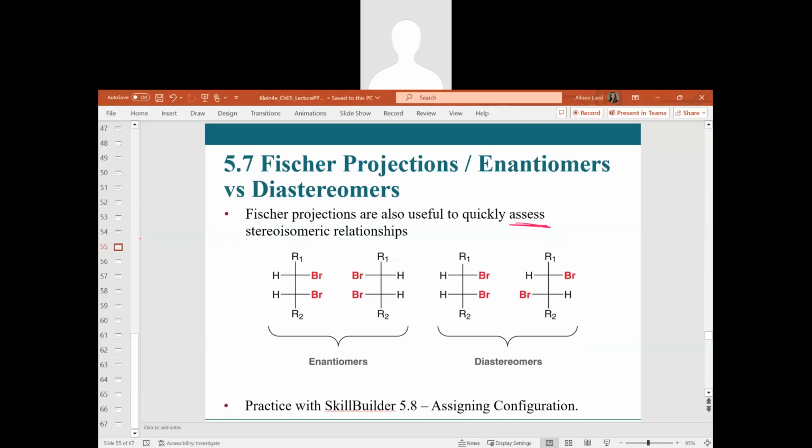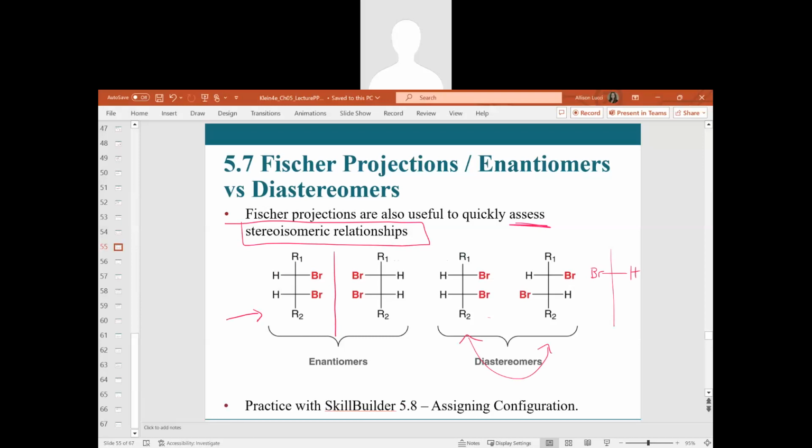I think it's also a little easier to assess whether we have enantiomers or diastereomers, the stereoisomeric relationship. We can see here four different isomers shown for the same compound. If we were to place these first two next to one another, we could see that they are non-superposable mirror images of one another, so these would be enantiomers. If we placed these two stereoisomers next to one another, we would see that they are diastereomers.